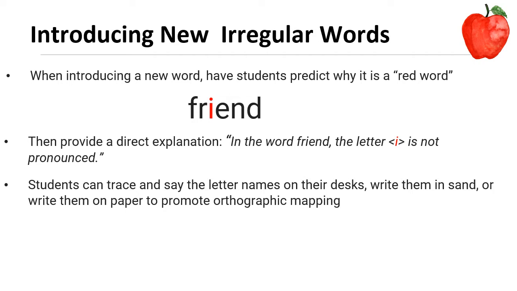And then we would want the students to practice that word. And one way we can practice this using multisensory techniques is we can ask the students to trace and say the letter names on their desk. We could have them do it in sand. We could have them write it on paper. We could have them write it on the inside of their arm or their leg or on the carpet. So anywhere that is convenient and works in your classroom. So in other words, if they were doing the word friend, the students would trace and say the letter name, not the sound, F-R-I-E-N-D, friend.